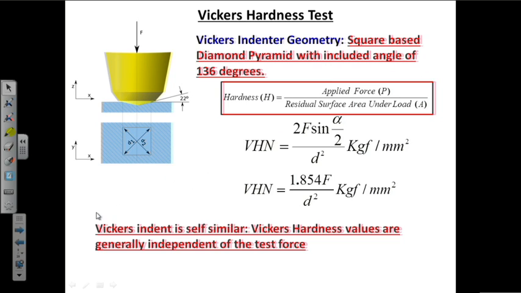Another important point about the Vickers indent is that it is self-similar. That means Vickers hardness values are generally independent of test force. That means whatever test force we use for the Vickers hardness test, we will get the same hardness value all the time.